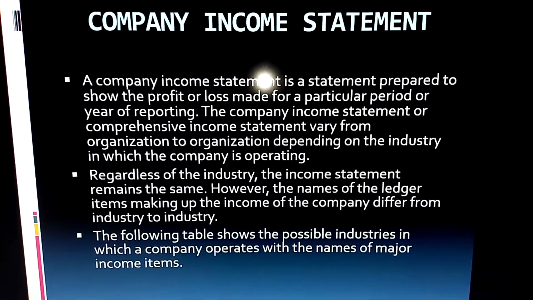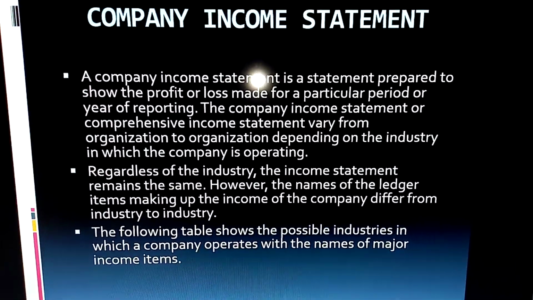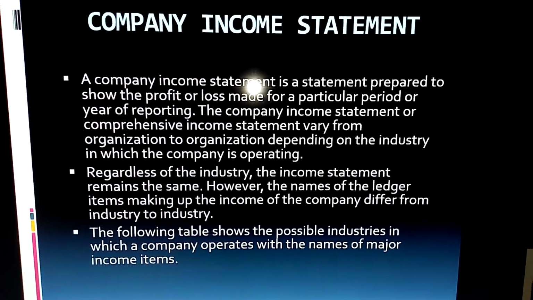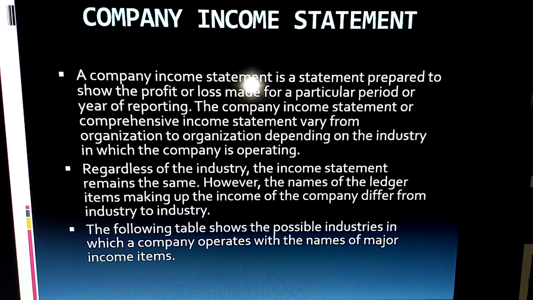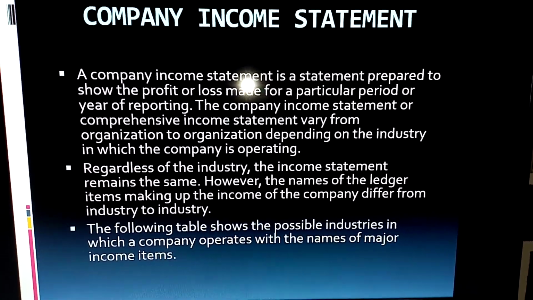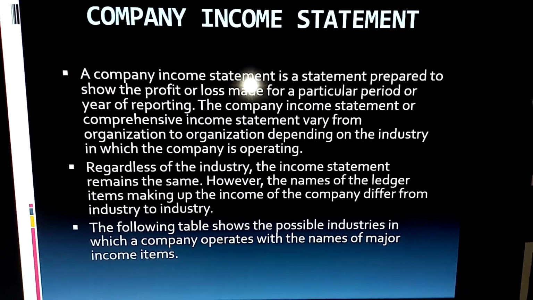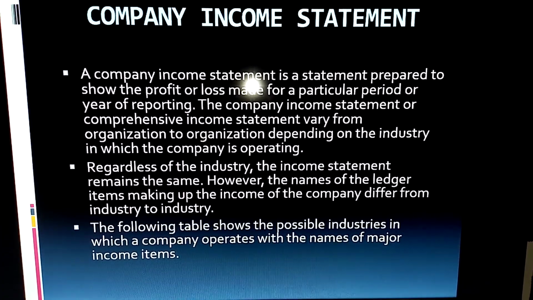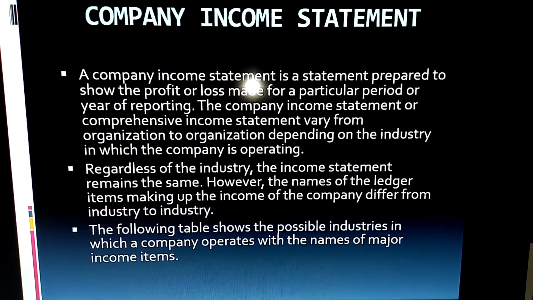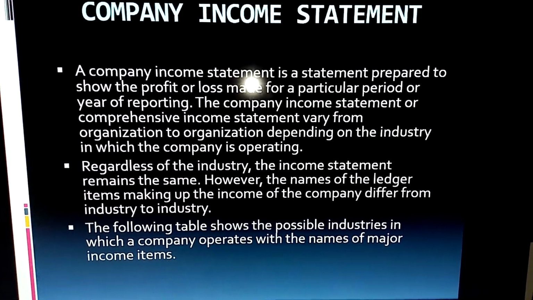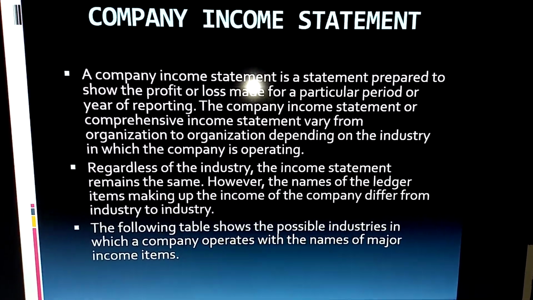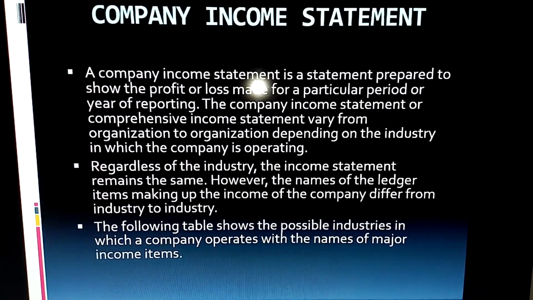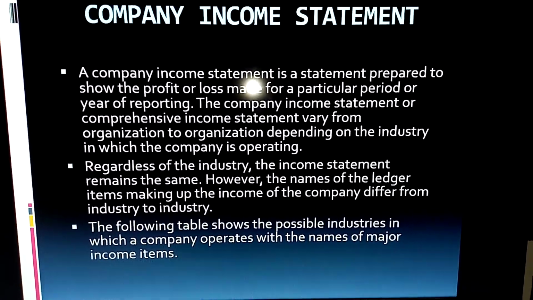The company income statement is a statement prepared to show the profit or loss made for a particular period or year of reporting. So basically what we're saying is that the company income statement, also called the comprehensive income statement, is prepared to know what the company made in terms of profit or loss for a particular period. But this varies from industry to industry, because the items that signify the income vary from industry to industry.